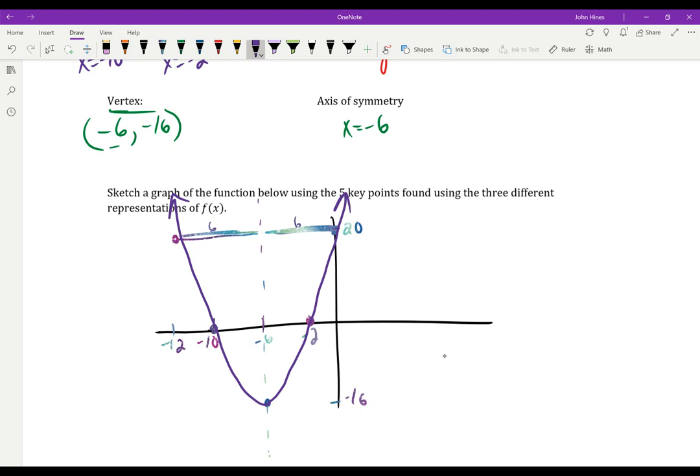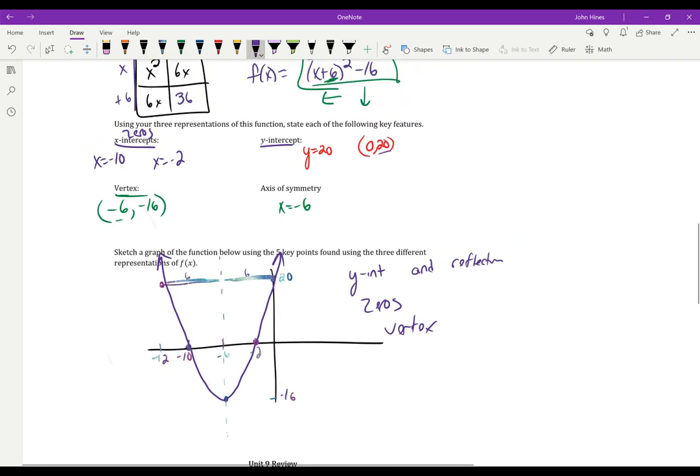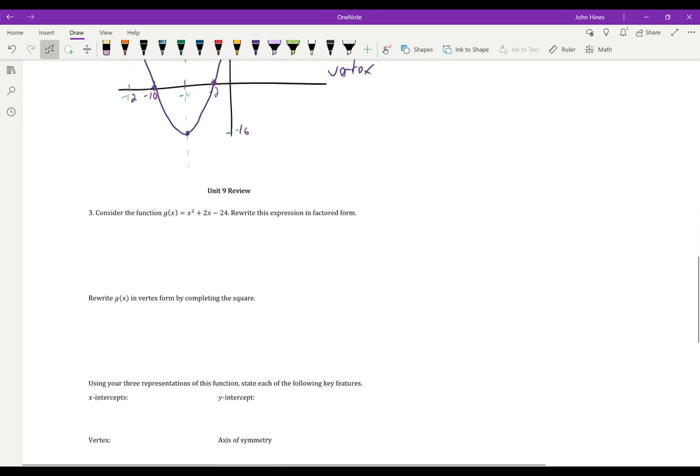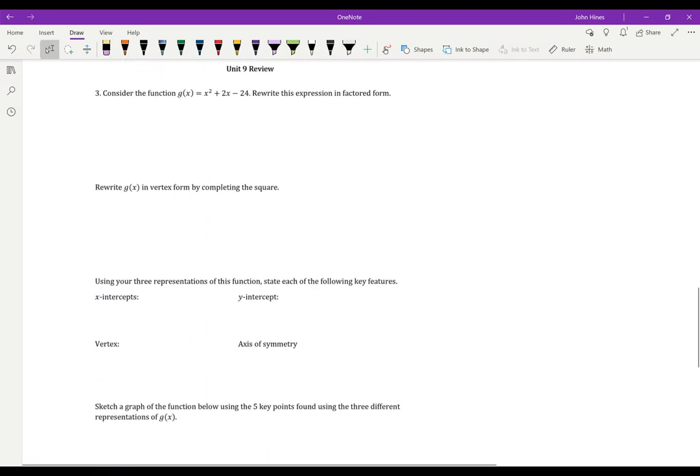Using those 5 key points, I use the y-intercept and its reflection, I use my zeros and I use my vertex. That gives me 1, 2, 3, 4, 5 points that makes this parabola and gets me a pretty good idea of what's going on.